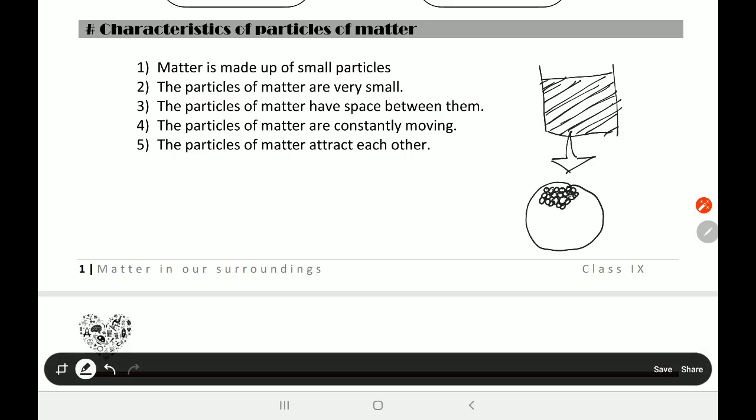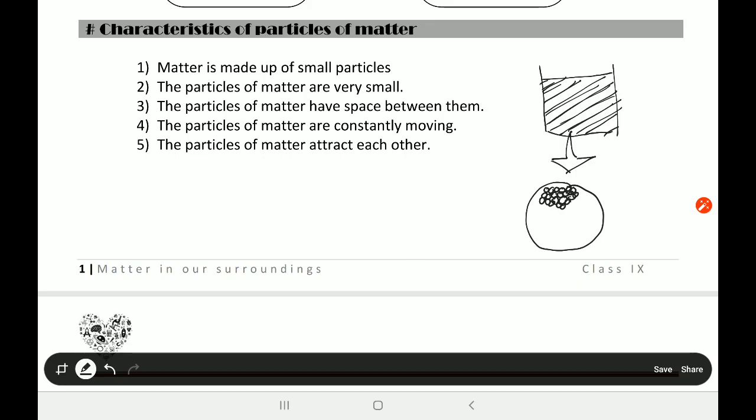Then, particles of matter are constantly moving. This is quite interesting, and normally it becomes difficult to believe that the particles are moving. If I look at the air, isn't the air moving continuously? There I can believe. But if I say that the particles inside a glass of water are moving continuously, you will say, what nonsense, how can it move? But we will do a simple experiment to check whether they are continuously moving or not, in a short time. So don't worry.